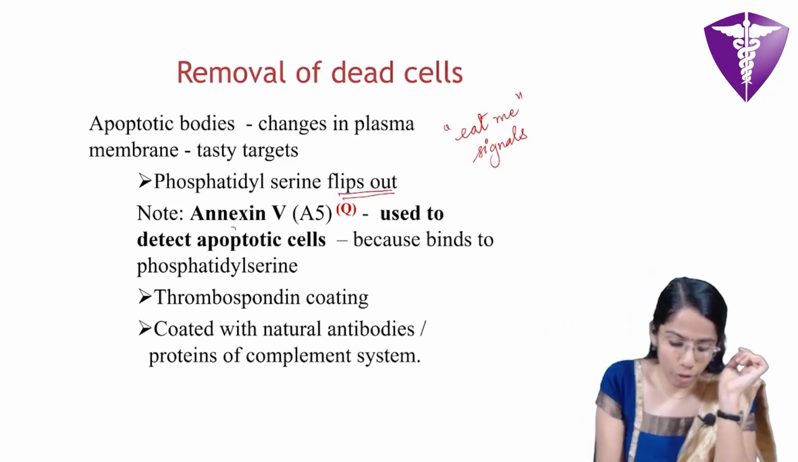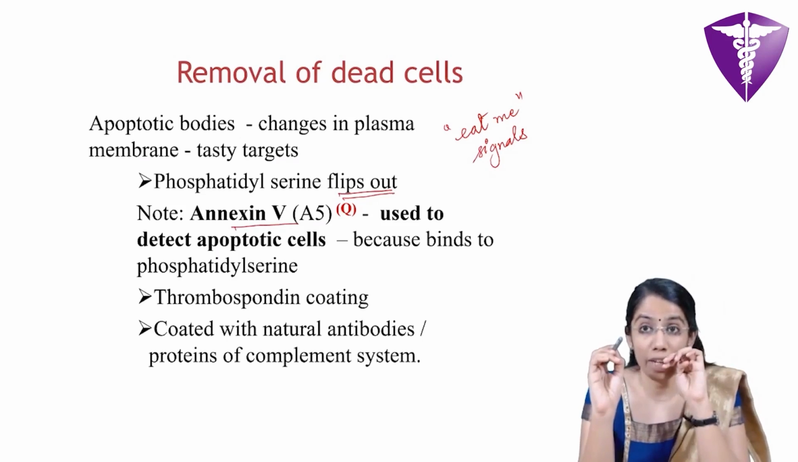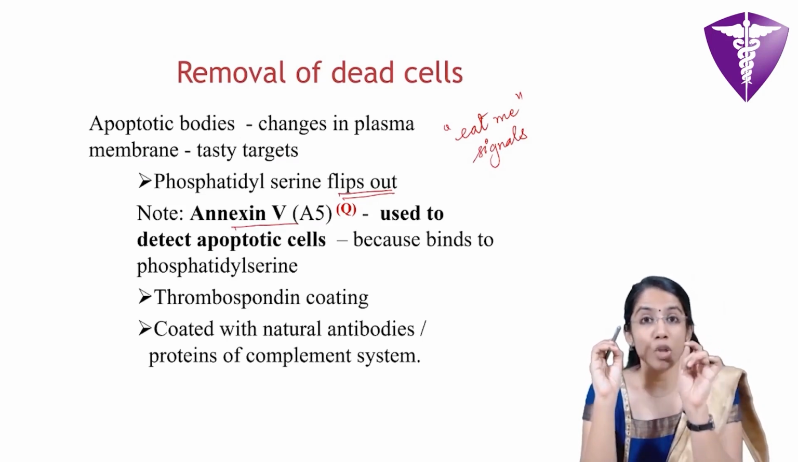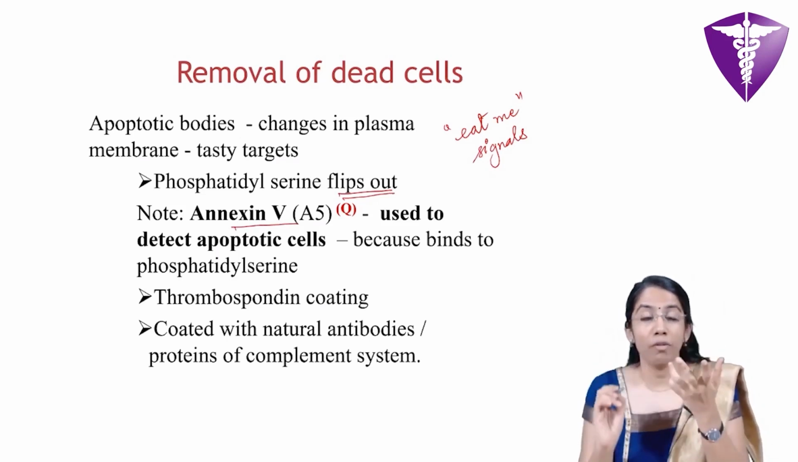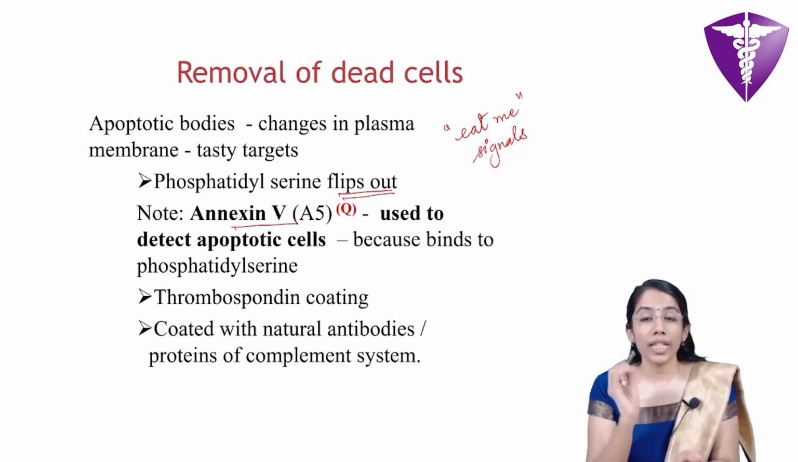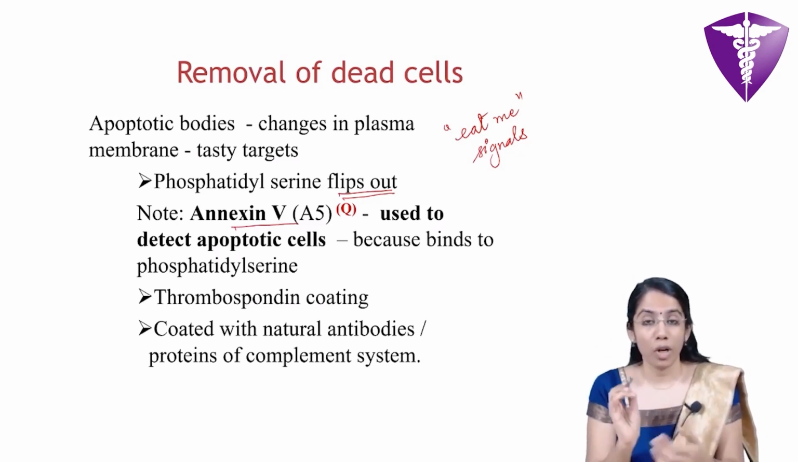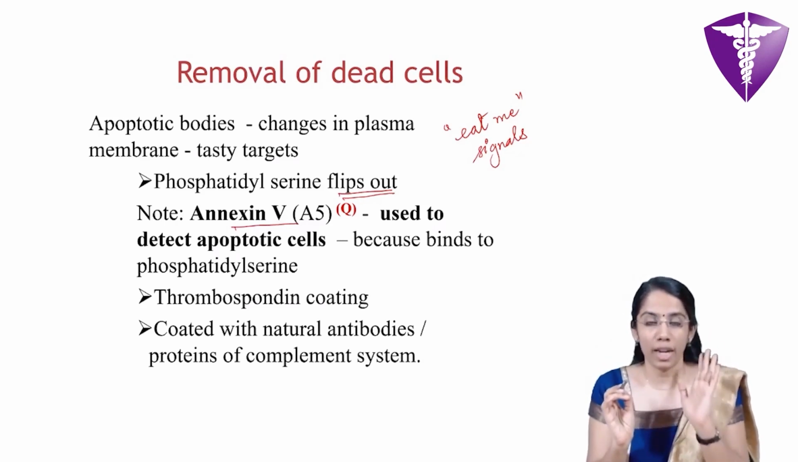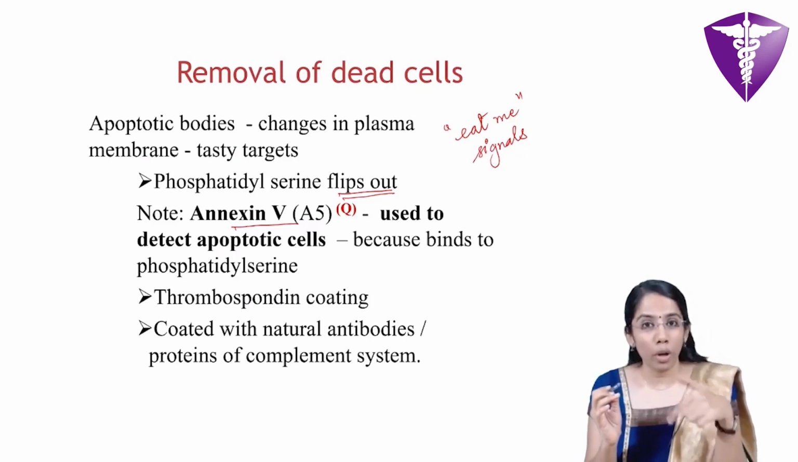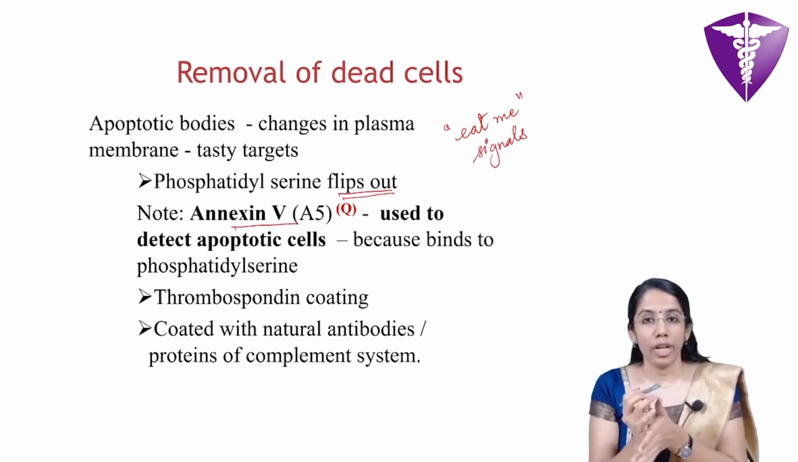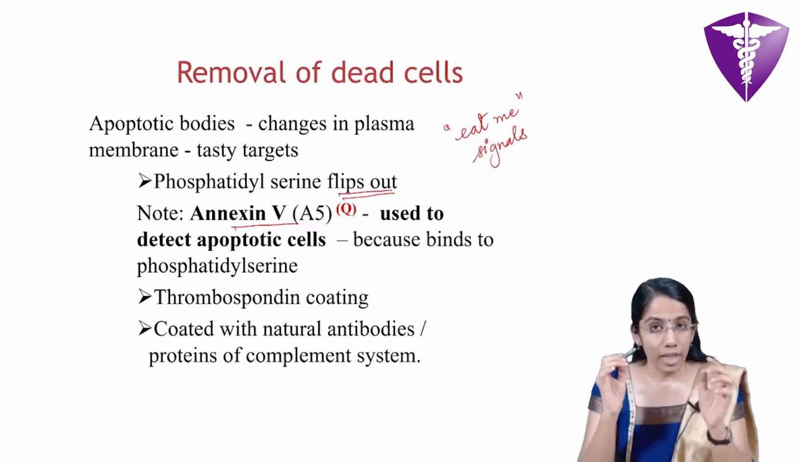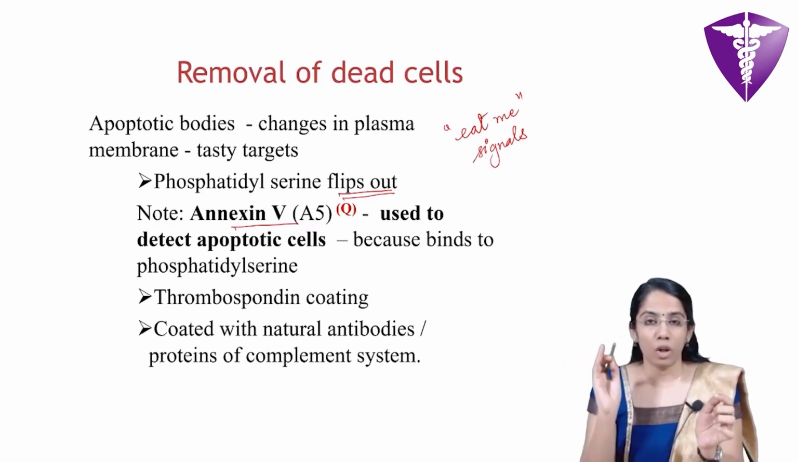Another important point to remember here is annexin 5. This annexin 5 is used as a marker, especially in flow cytometry, to detect apoptotic cells because it binds to phosphatidylserine. Apart from that, these apoptotic cells are also coated by thrombospondin or other natural antibodies of the complement system. These are also recognized by macrophages and other phagocytes.